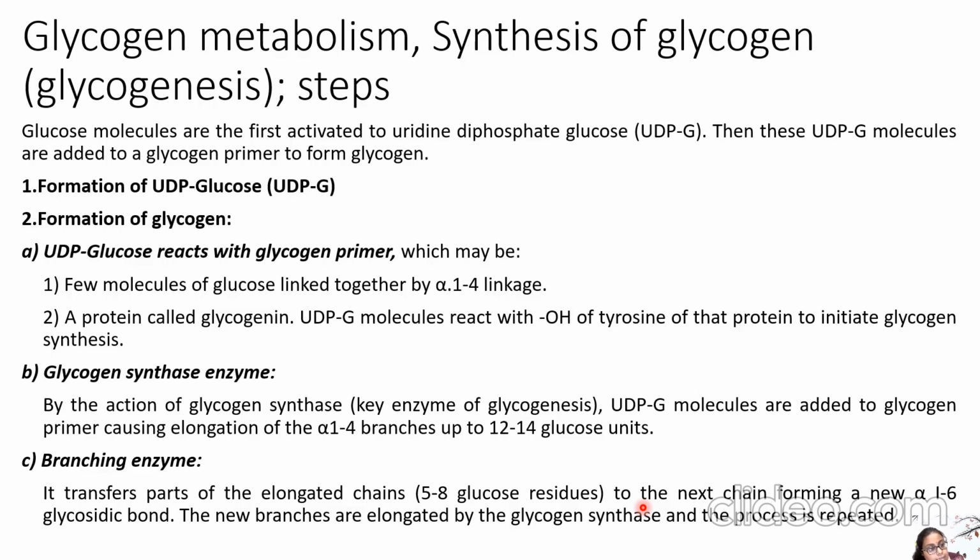Okay. And then the glycogen synthase enzyme. By the action of glycogen synthase, the key enzyme of glycogenesis, UDPG molecules are added to the glycogen primer, causing elongation of the alpha 1,4 branches up to 12 to 14 glucose units. Correct? And the branching enzyme transfers parts of the elongated chains, 5 to 8 glucose residues, to the next chain, forming a new alpha 1,6 glycosidic bond. So the new branches are elongated by the glycogen synthase and the process is repeated.